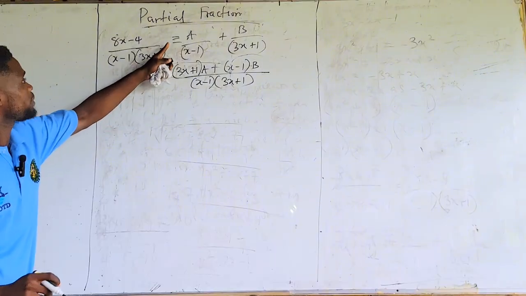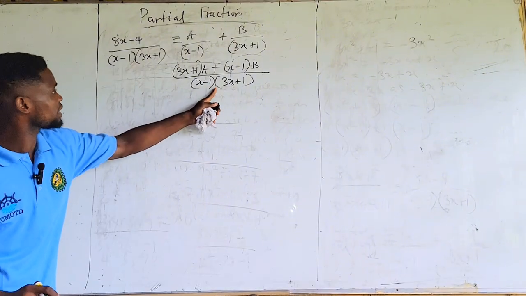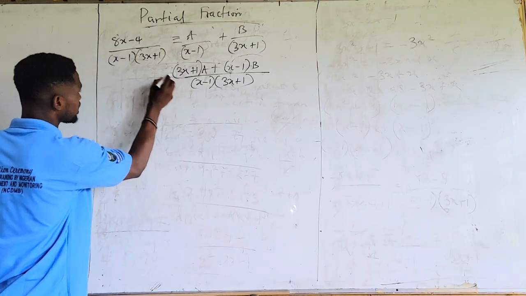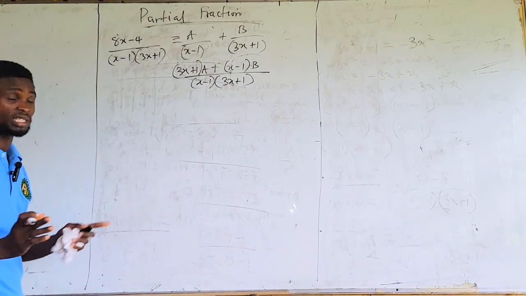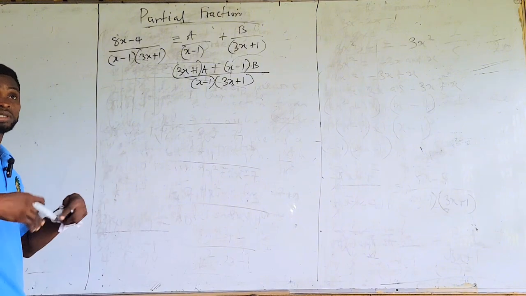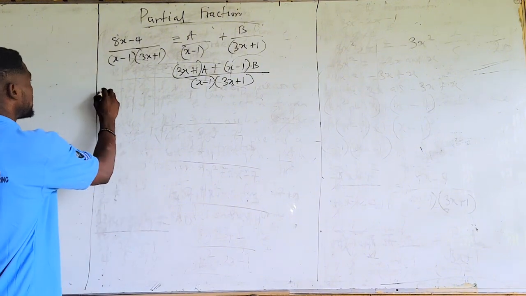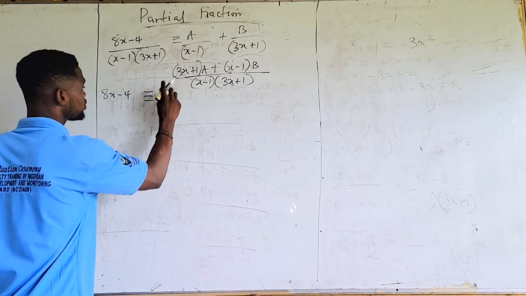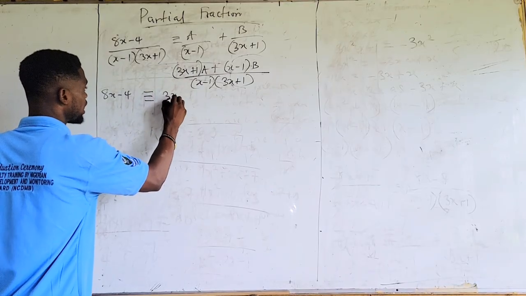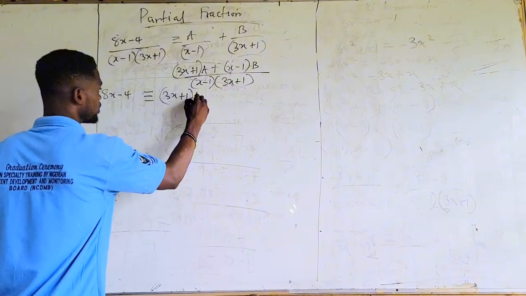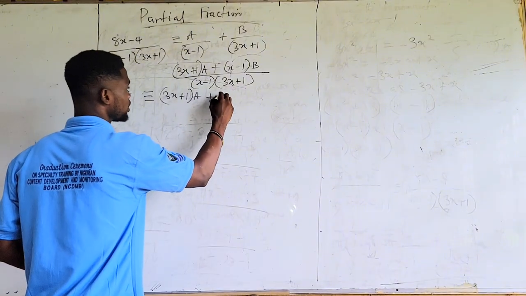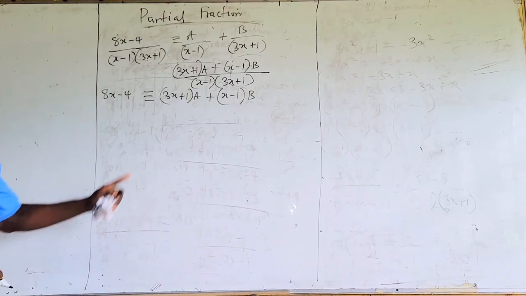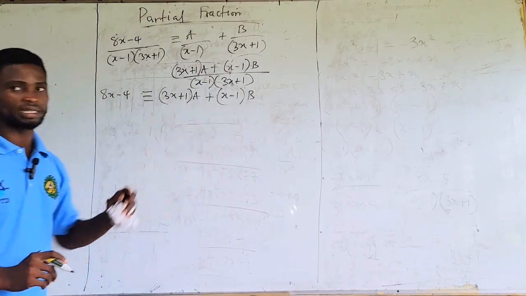So by equivalence, you can see that this one and this one, they are the same. So since they are the same, you can cancel this and cancel this because the equivalent denominators are the same. So we can cancel. While we have 8x minus 4 equivalent to this numerator, 3x plus 1 a plus x minus 1 b. So what do we do? We're going to open this bracket.